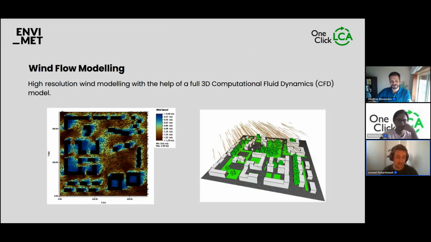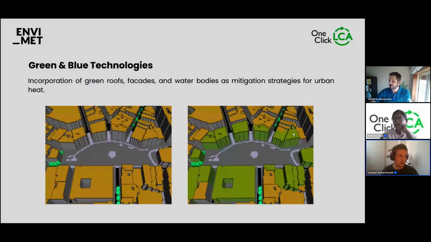This is possible. I have talked about wind flow modeling. As I said, a full CFD model is incorporated in the model, and based on that, we can also do our wind analysis. We can see where we have good ventilation, for example, where we have higher wind speeds, and then also we can assess areas that may need better ventilation that have lower wind speeds. And we can, as you can also see, do all of these analyses either in 2D maps or also in 3D if you want.